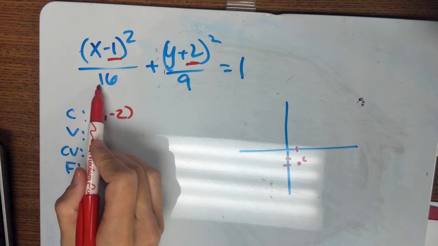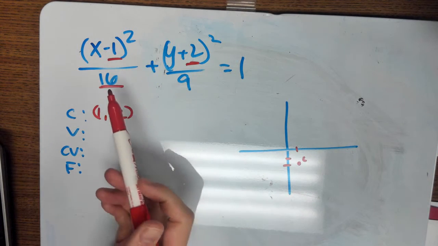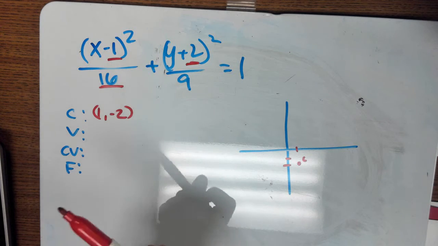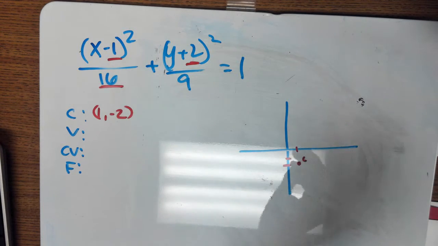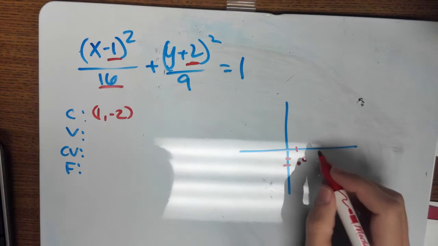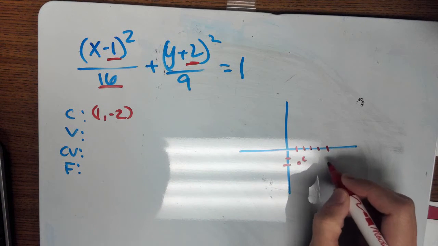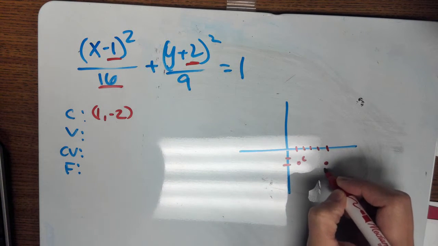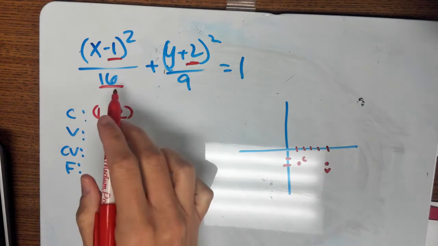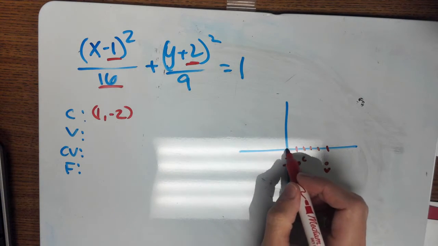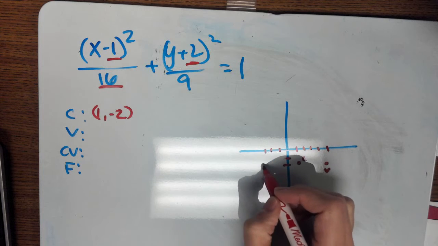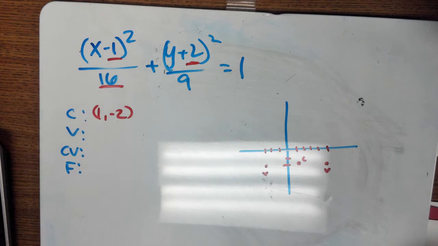So the number under x, in this problem, that's a squared because that's the larger value. It's under x, so that tells me that I go horizontally 4 units. So I go left 4 and right 4 from my center, and that's going to be a vertex because that was my larger number. So we're going to go back 4, 1, 2, 3, 4, and that's a vertex.